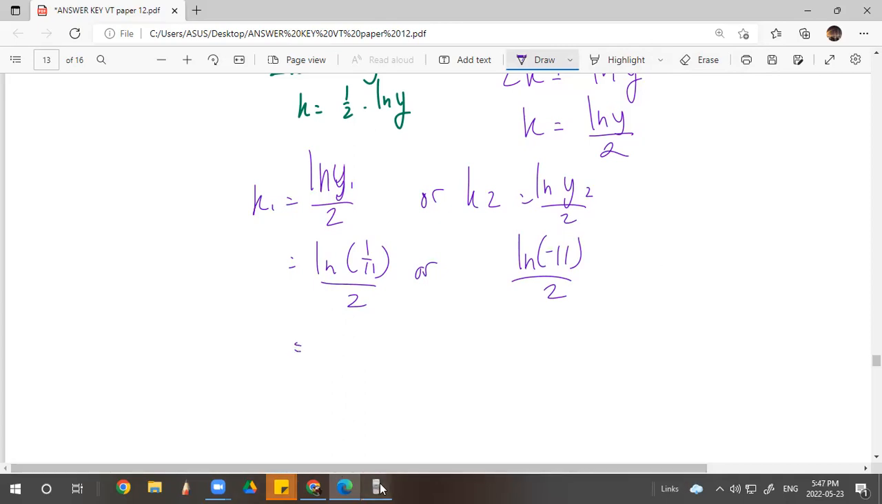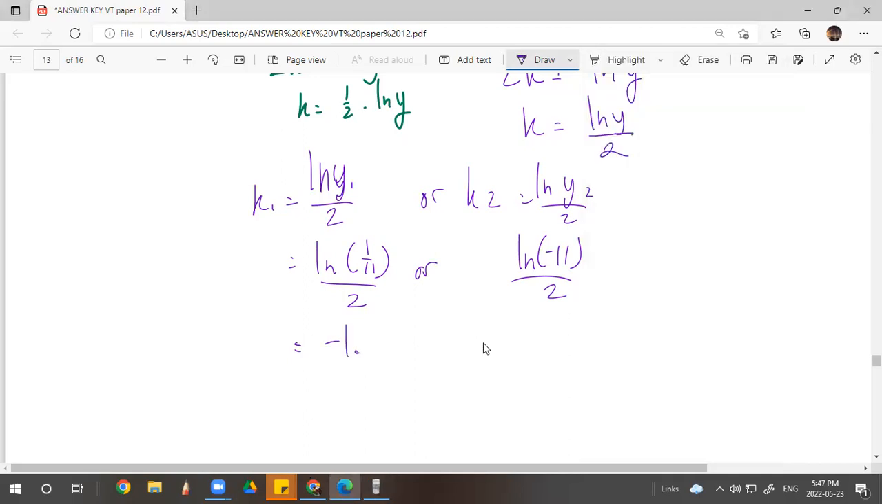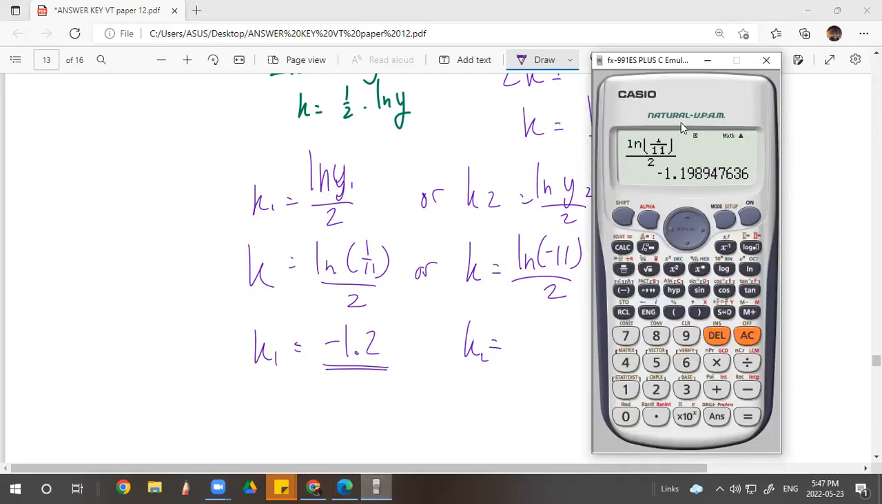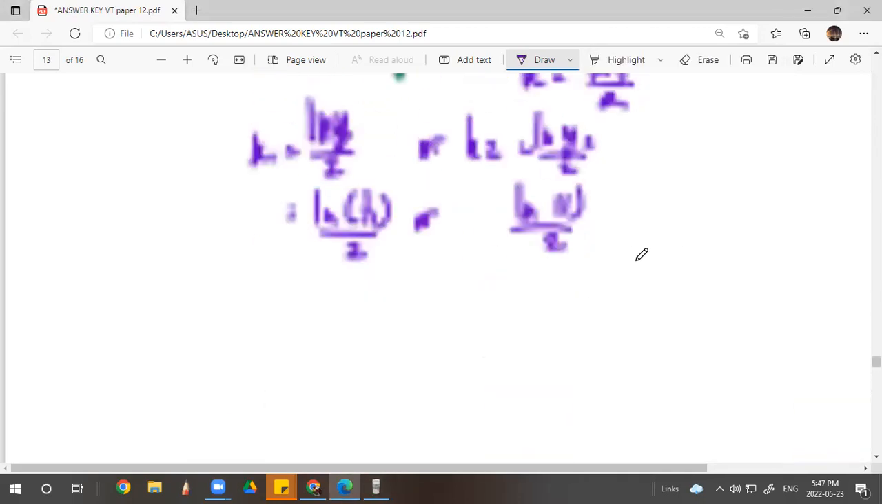Using the calculator, okay, it's already complicated. So ln of 1 over 11, close bracket, over 2. The answer is negative 1.2. I think that's the best rounding. K equals... one more, negative 11. I don't think we have the answer for negative. That's right. No answer, no value. See, error. So no value because ln cannot be negative. So the answer will be negative 1.2 for the k. Any question?